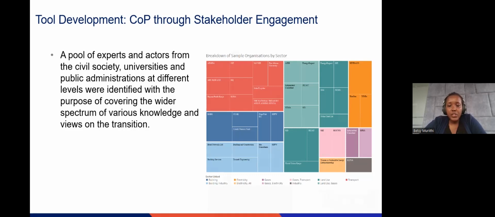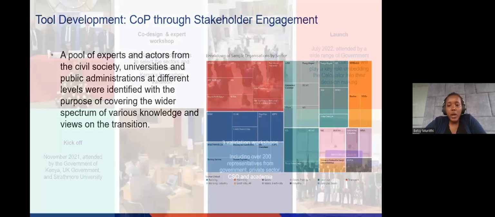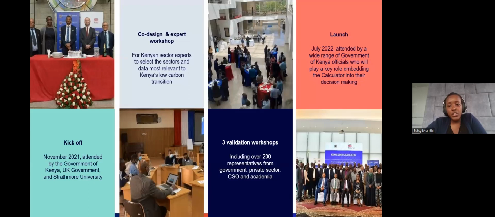So the next slide just shows the co-design and expert workshops, the different launch events that we had, as well as the kickoff. And we had about 3 validation workshops just to ensure that the data collected by the sector leads makes sense.